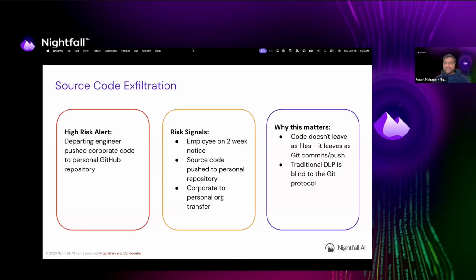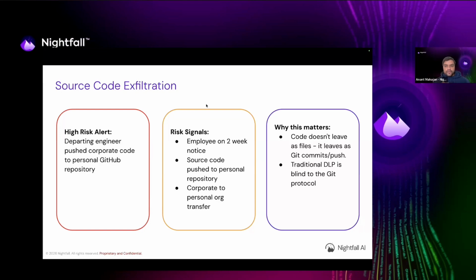Source code exfiltration is a vector that we've also heard pretty often, and quite a lot of you folks have asked us about it. So the scenario here, of course, is that there could be departing engineers, or certain employees who might push corporate code to personal GitHub repos. There are certain signals. Typically, the way to think about this is that there are trusted boundaries. So for your corporate organization, or the corporate repos that you have, no source code should land up in a personal repository or a personal organization that the developer has.